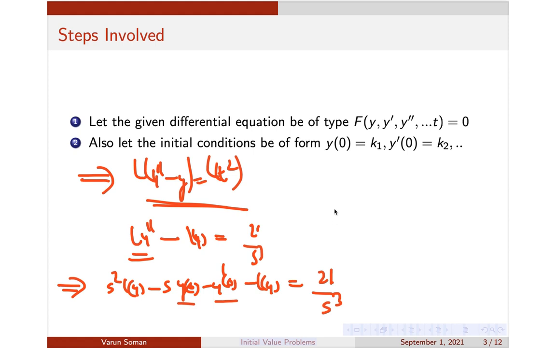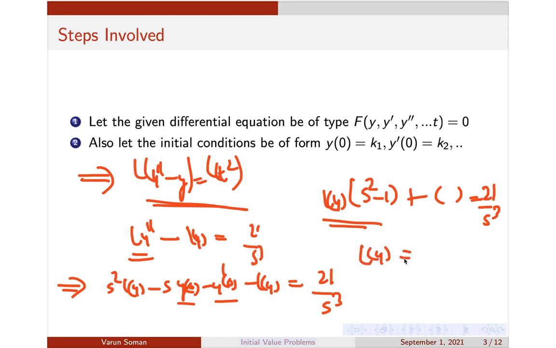In this left hand side, you will have a term involving L of y, and it may contain some factors like s square minus 1, plus some factor of s, which is equal to 2 factorial by s cube. In the next step, I will only keep this L of y in the LHS, and rest everything will be brought to the RHS.